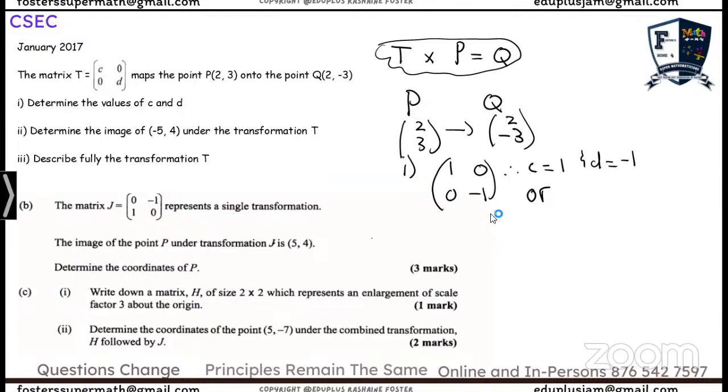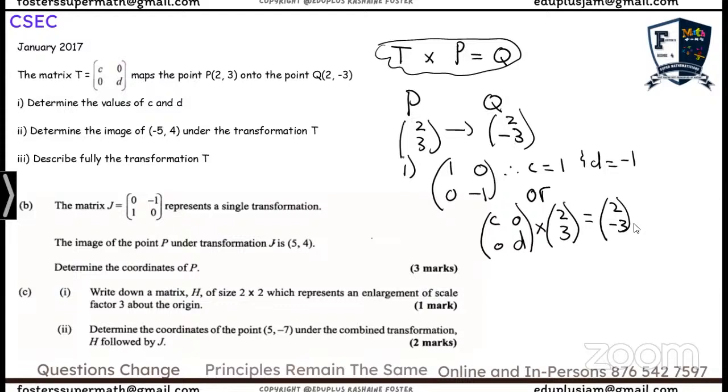So the formula says matrix. Remember now we're acting like we don't know what the C and the D are. So that's the matrix multiplied by the pre-image. What's the pre-image? P, which is 2, 3, and it's equal to the image. What was the image? 2, -3. What would you do in a case like this?